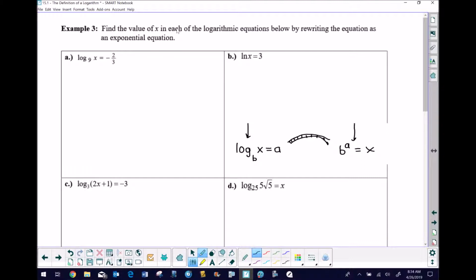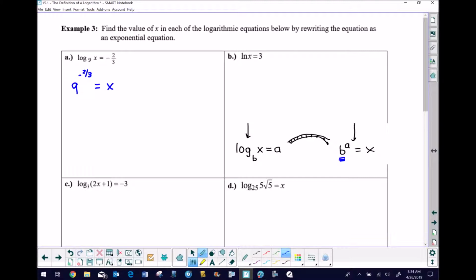So if we want to find the value of x in each of these logarithm equations by rewriting the equations as an exponential equation, then we are going to want to cross this bridge. So we have the log equation here where the base is 9, the argument is x, and the value is negative 2/3. We could write this as the base 9. Notice the base is 9. We would raise it to the a power, which in this case is the negative 2/3 power. And of course, that result is x. And essentially, you have just solved this equation. You haven't simplified it, but you've solved it.